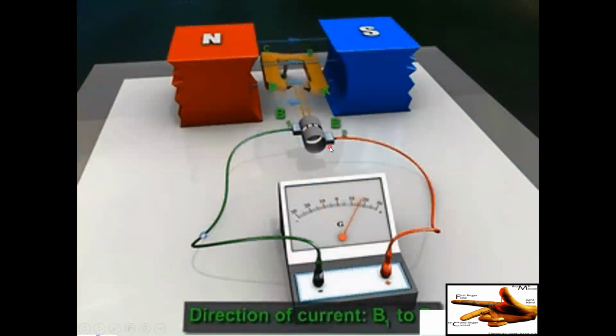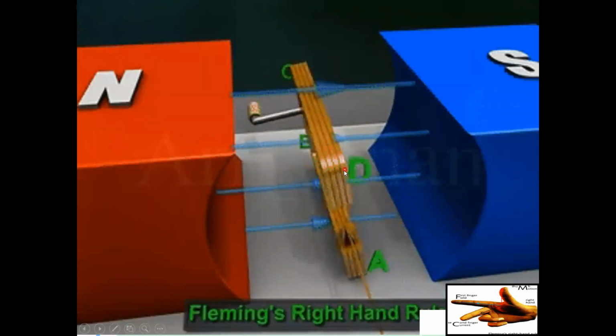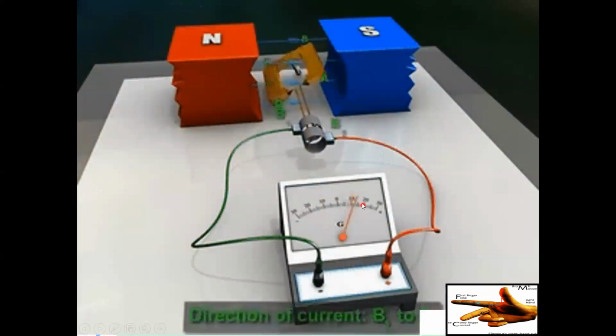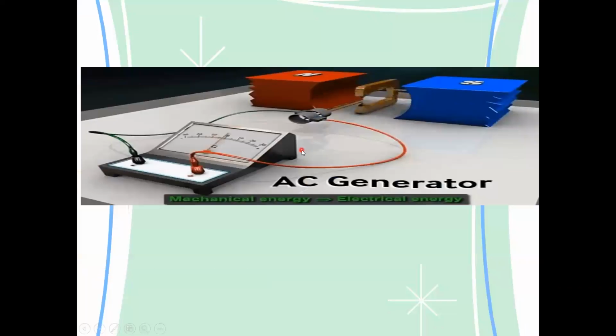So when the coil is horizontal, the reading on the galvanometer, voltmeter, or ammeter will be maximum. But when it is vertical, it is 0. When it is horizontal, it is maximum. Then again vertical 0, and then again horizontal, so it will move in the opposite direction. So this is how an alternating current generator, or AC generator, works.